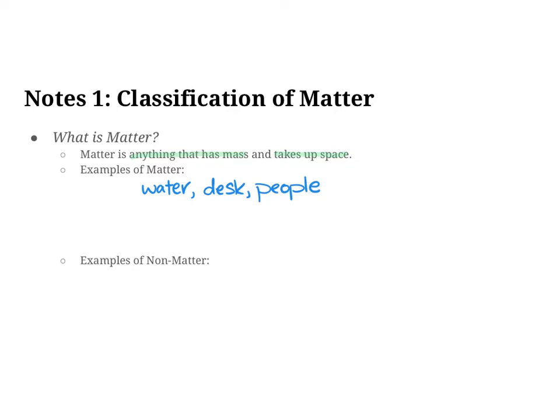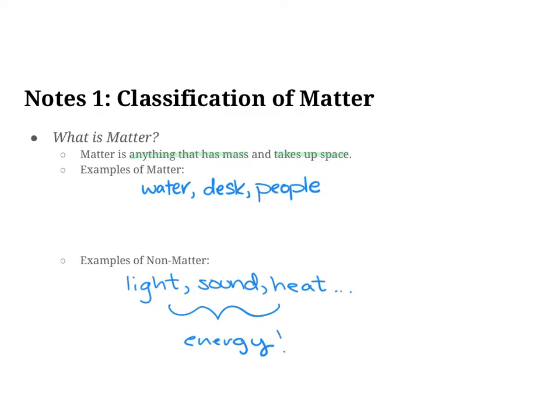Now, some examples of non-matter, so anything that doesn't have mass or take up space, or either, would be light, sound, heat, etc. And if you think about it, these are all forms of energy. So energy does not have mass, does not take up space, so it's considered non-matter. And we will deal with those kind of things later on in the year.